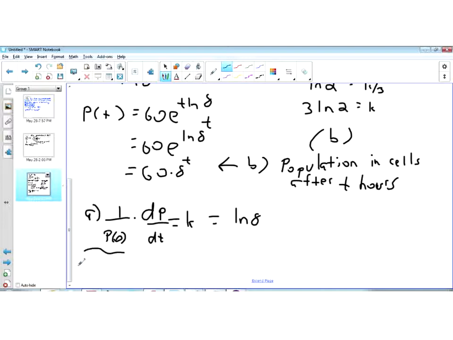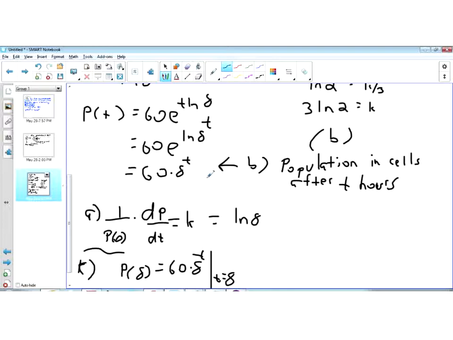Well, okay, to do that, you just take your formula. So this will be part C. So the population after 8 hours would equal 60 times 8 to the t evaluated at t equals 8. Okay, and so you can use your calculator to find what that is.